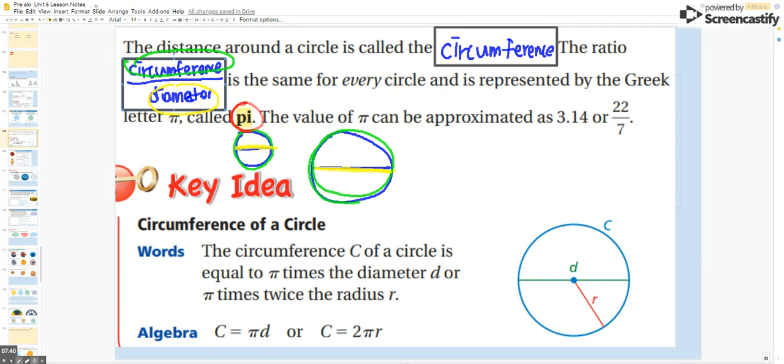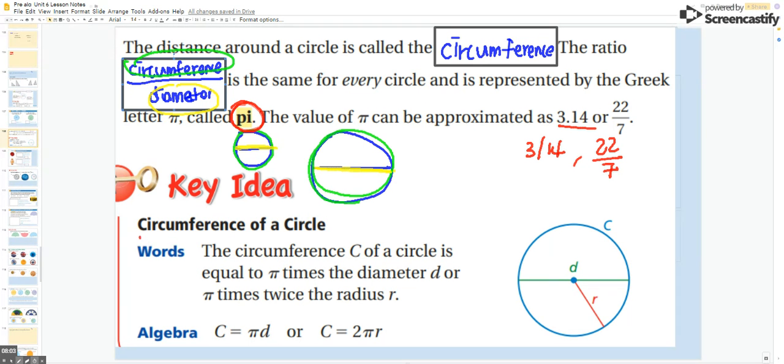That number is called pi. So the value of pi can be approximated as 3.14. So we have a Pi Day on March 14, right? So 3.14, or if you want to use a fraction, 22 over 7. But this is not the exact value of pi, we just use the approximate number for the computation, okay?